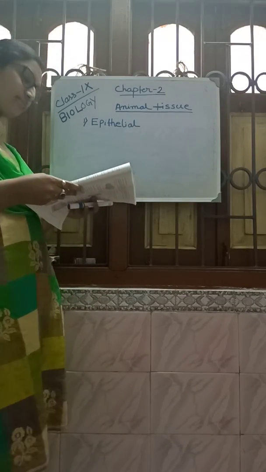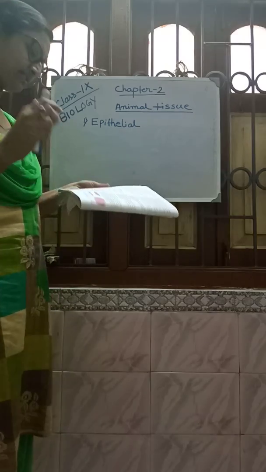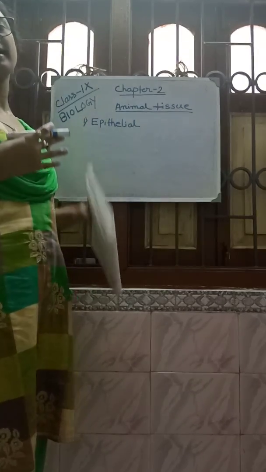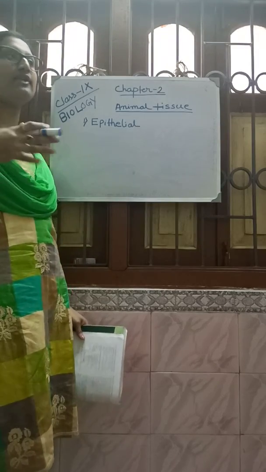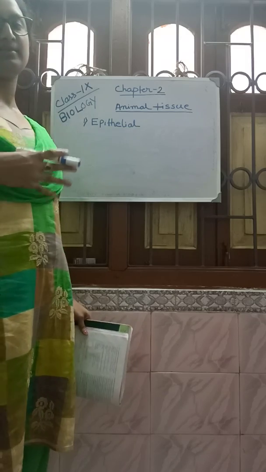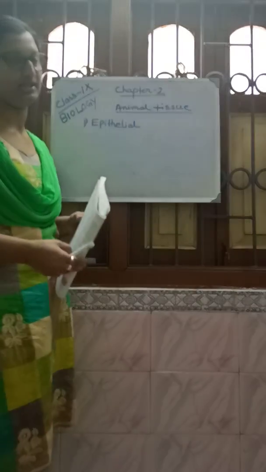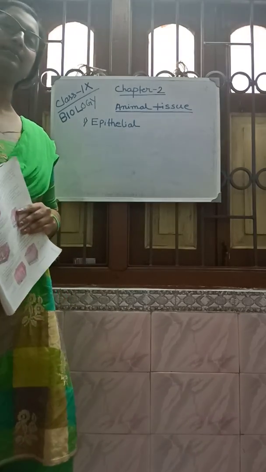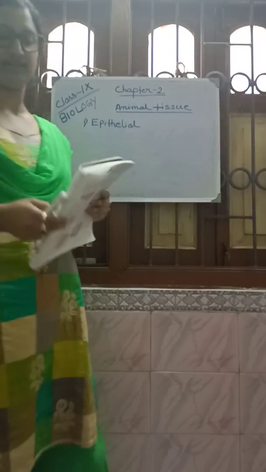Now the characteristics of epithelial tissue. The first characteristic is that it is a closely packed tissue having no intercellular space. The nucleus is present in the epithelial tissue, but blood vessels are absent. Blood vessels absent in the epithelial tissue is the most important characteristic.